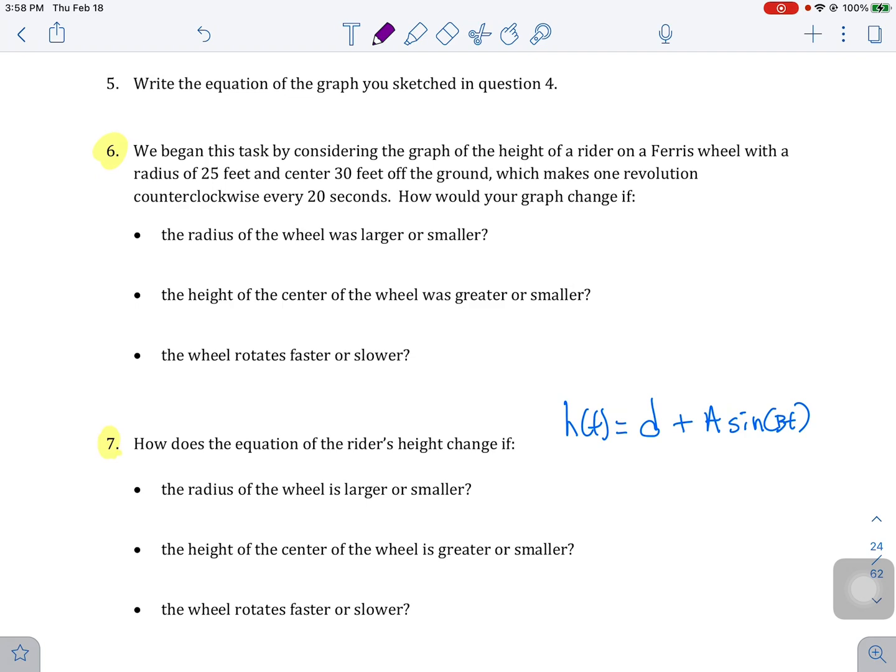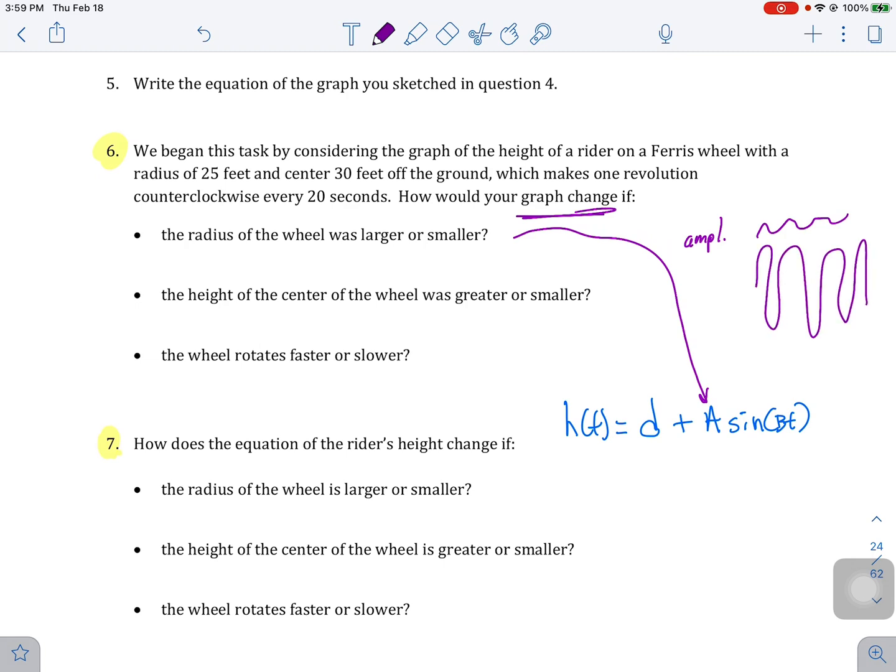How would your graph change if the radius gets larger or smaller? If the radius is larger or smaller, that's going to affect your A value, which is your amplitude. So you could have something like this, or something like this, depending on your radius. If the height of the center is greater or smaller, that would be the D value, and that is a translation. So based on the center height, I might have something that looks like this, or if it was very high, something that looks like this.